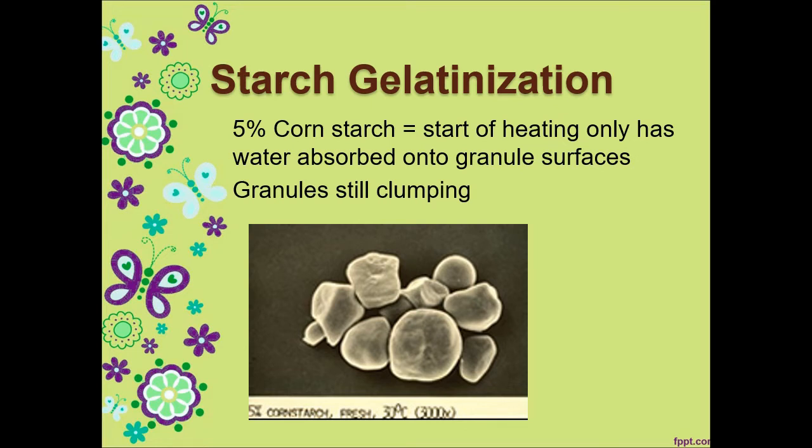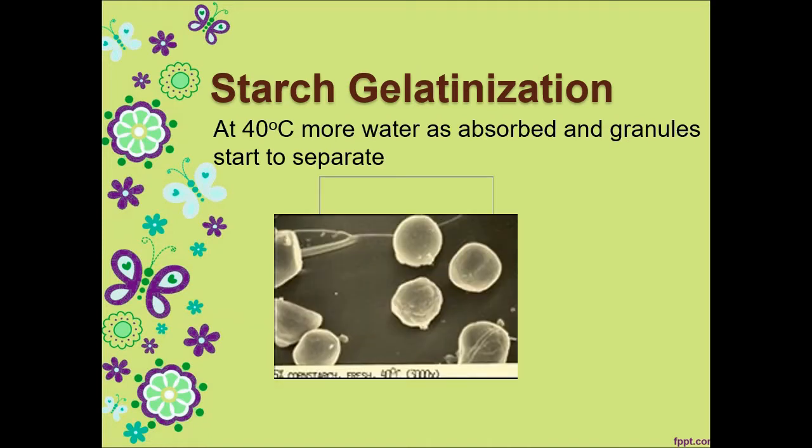So this is a figure showing 5% cornstarch that just starts to undergo heating. Water starts being absorbed into the granule, and the granules are still clumping nicely, because it is only the early stage of heating. As the temperature increases to 40 degrees Celsius, more water is being absorbed, and now we can observe in the microscope figure that the granules start to separate from each other, no more clumping.